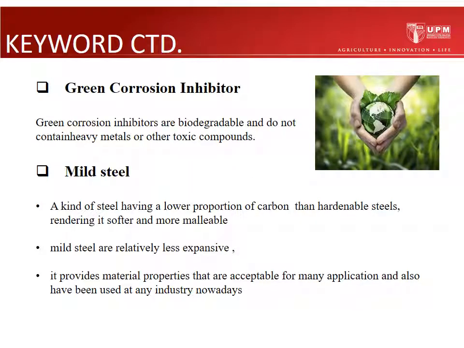The third keyword is green corrosion inhibitor. Green corrosion inhibitors are biodegradable and do not contain heavy metals or other toxic compounds. And the last keyword is mild steel. Mild steel is a kind of steel having a lower proportion of carbon than hardenable steels, rendering it softer and more malleable. Mild steel is also relatively less expensive, and it provides material properties that are acceptable for many applications and has been used in many industries nowadays.